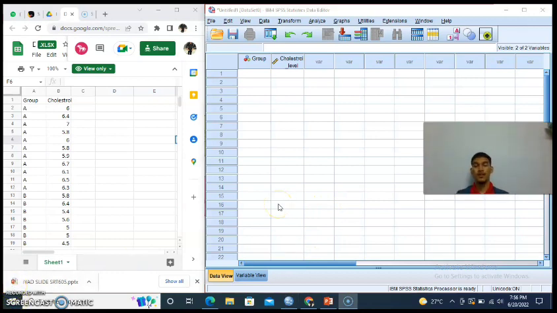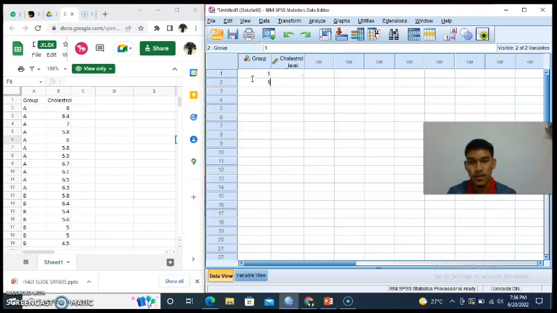In the data view, first we key in group A as number 1, 1, 1, 1, 1, 1, 1, 1, until number 11. At number 12, we put group B as number 2, until 20.